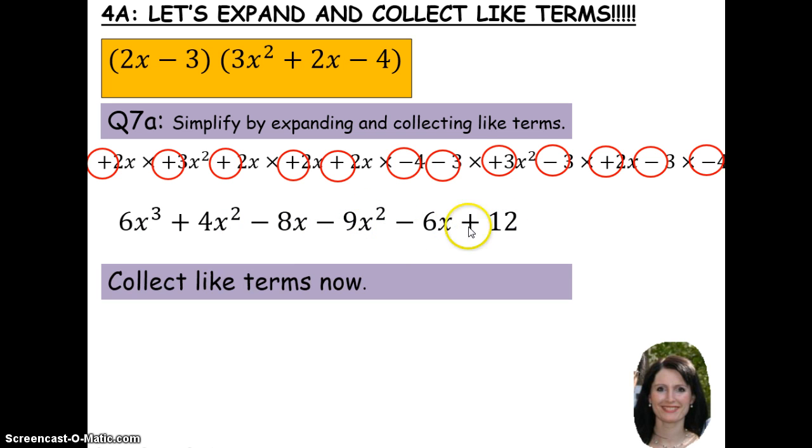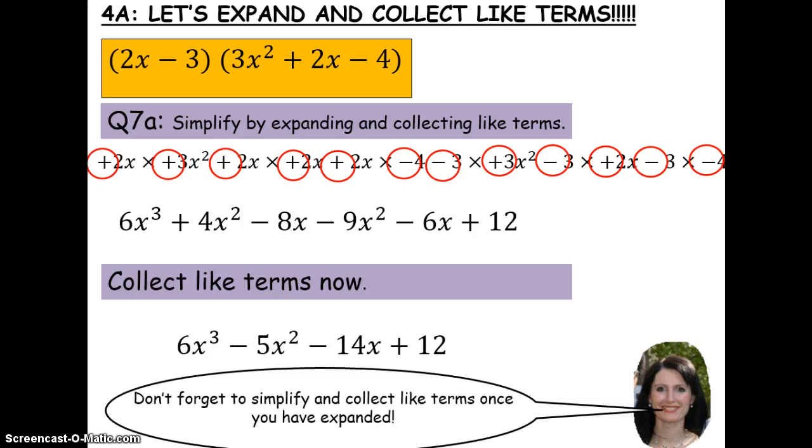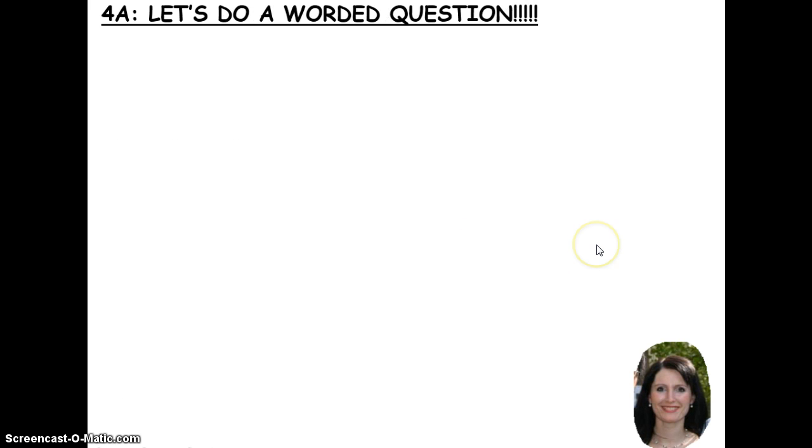We're not quite there yet. Let's collect the like terms. 6x cubed minus 5x squared, because 4x squared minus 9x squared gives us negative 5x squared. Negative 8x minus 6x gives us negative 14x, and just plus 12 on the end. A lot of people stop at this stage. Don't forget to simplify and collect like terms once you have expanded.